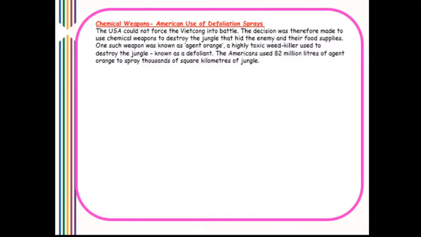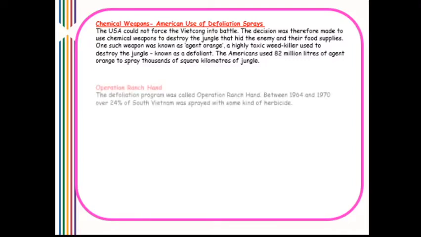Another tactic that the Americans used was the use of chemical weapons or defoliation sprays. So the USA could not force the Viet Cong into battle. The decision was therefore made to use chemical weapons to destroy the jungle that hid the enemy and their food supplies. One such weapon was known as Agent Orange, a highly toxic weed killer used to destroy the jungle, known as a defoliant. The Americans used 82 million litres of Agent Orange to spray thousands of square metres of jungle.